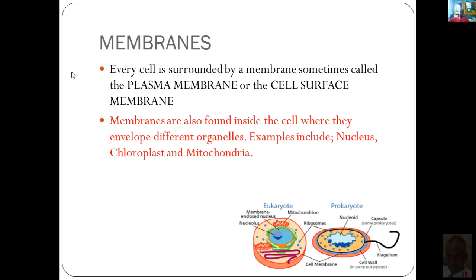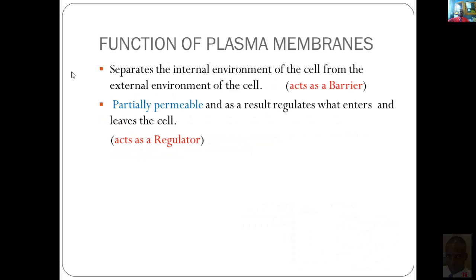So to begin with, every cell is surrounded by a membrane, sometimes called a plasma membrane or cell surface membrane. By now we're more familiar with the term cell membrane, right? So membranes are also found inside the cell where they envelope organelles. Examples of this include the nucleus, chloroplast, and mitochondria.